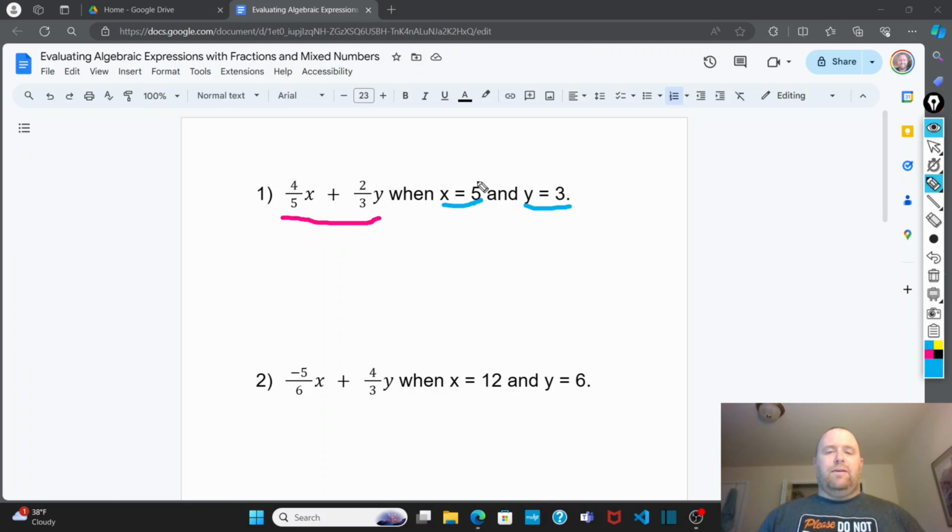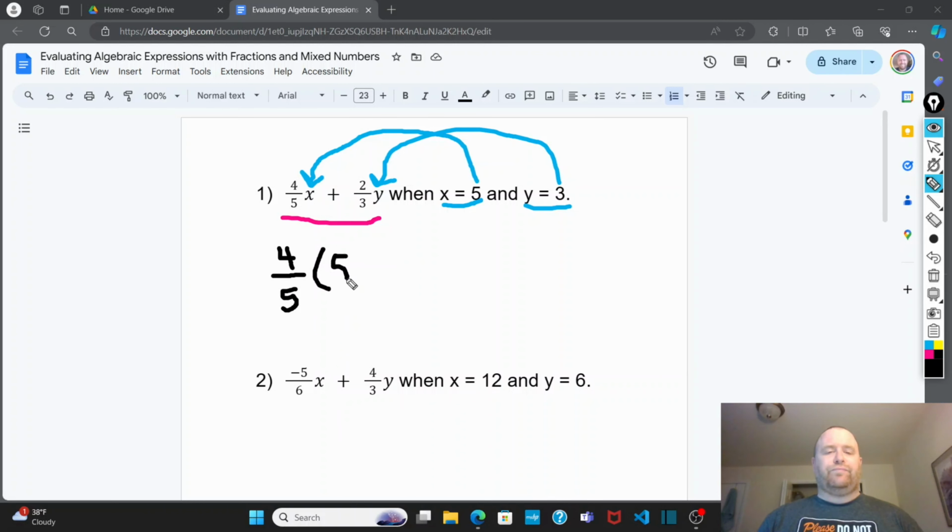So I'm going to take the value 5, put it in here where x is, and I'm going to take the value 3, put it in here where y is. So our problem becomes 4/5 times 5 plus 2/3 times 3.